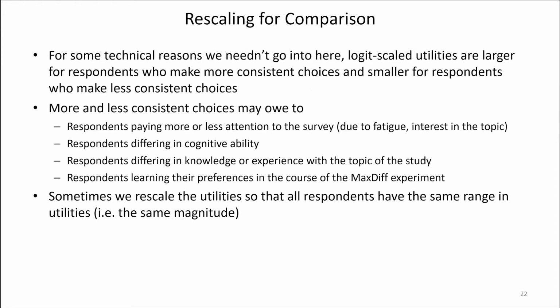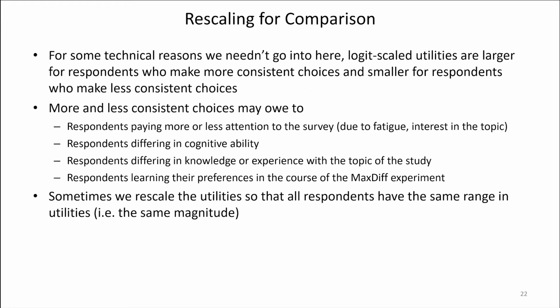So one of the ways we might want to rescale the utilities is to make them comparable. It turns out that with logit models, if some respondents answer their questionnaire more consistently and some respondents answer less consistently, they end up having slightly different scales. In other words, respondents who answer more consistently have larger utilities, larger positives and larger negatives, and people who answer less consistently have their utilities pulled closer to 0. They have smaller negatives and smaller positives.